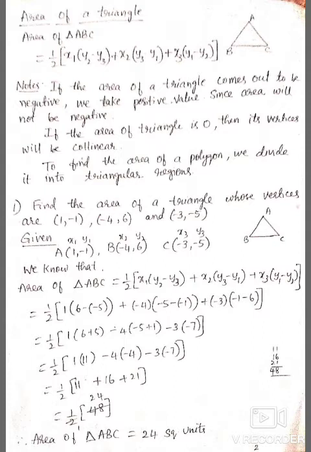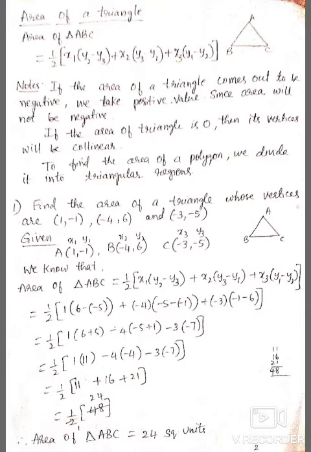Note, if the area of a triangle comes out to be negative, we take it as a positive value, since area will not be negative. Suppose while calculating the area of a triangle you get minus 34 square units, then you take it as plus 34 square units, because area will never be negative.